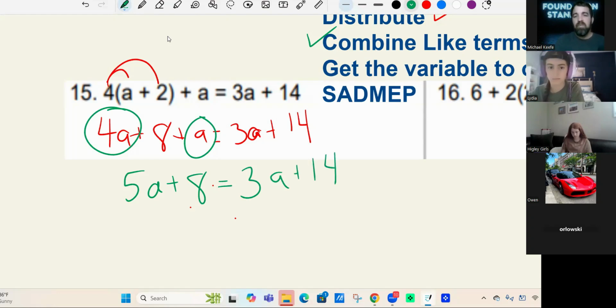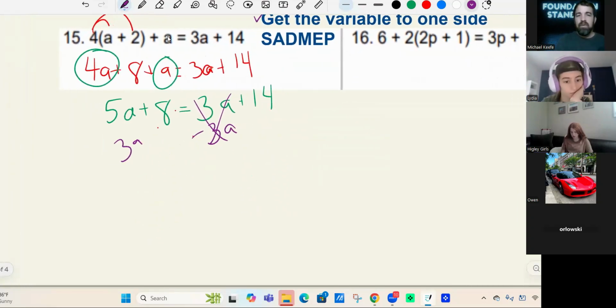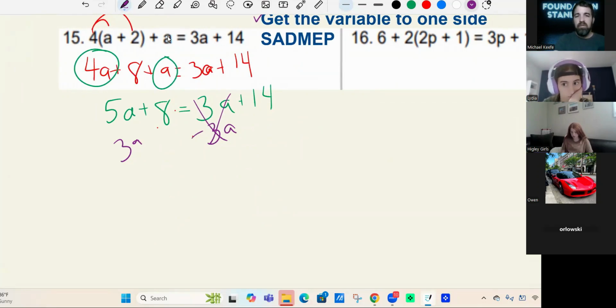And that leaves us with that third step. Get the variable to one side, and we actually need to do that. So I would have to move the smaller one, 3a, that'd be the smaller variable. So I would move that over, and then I would go on to the next step. So subtract that, 2a, 5a minus 3a is 2a plus 8 equals 14.